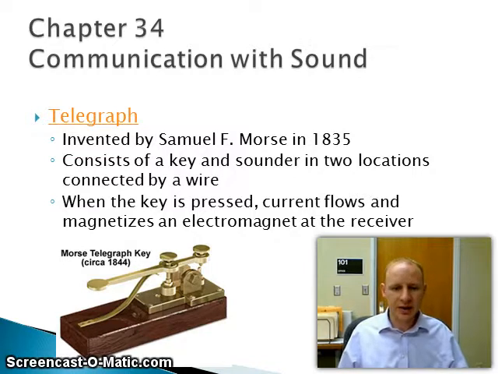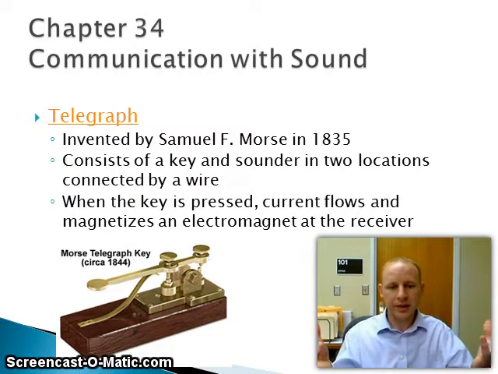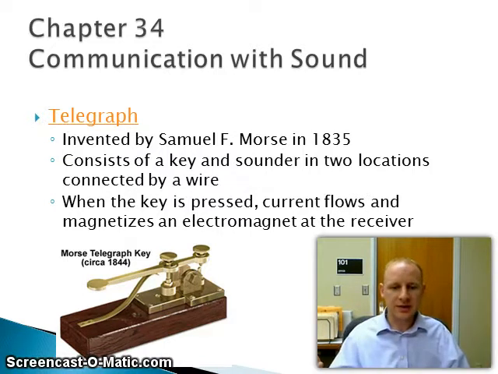And the telegraph system consists of a key and a sounder in two different locations that are connected by a wire. So at one end we have the key, and at the other end we have the sounder, and those are connected with a wire. And when the key is pressed, it sends a current that flows through the wire, and at the other end that magnetizes the electromagnet at the receiver. And when that happens at the receiver end, the current goes through and it tracks the sounder, and that sounder creates a noise, thus allowing us to communicate.